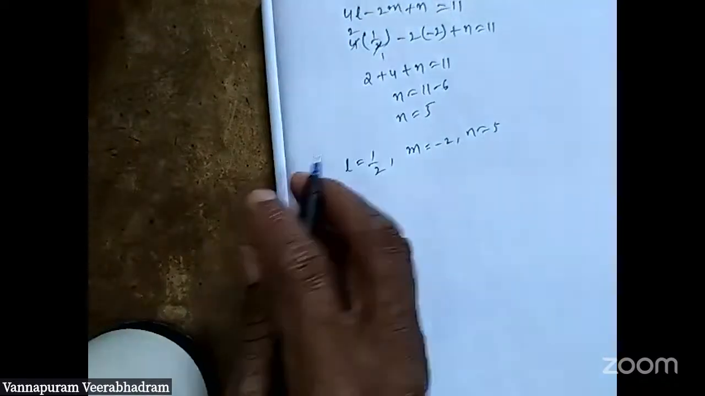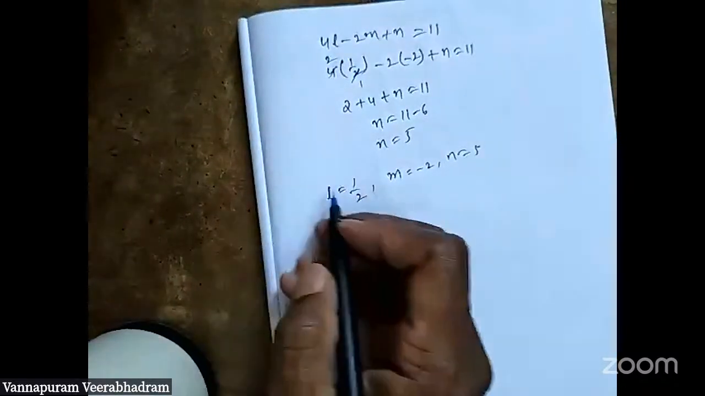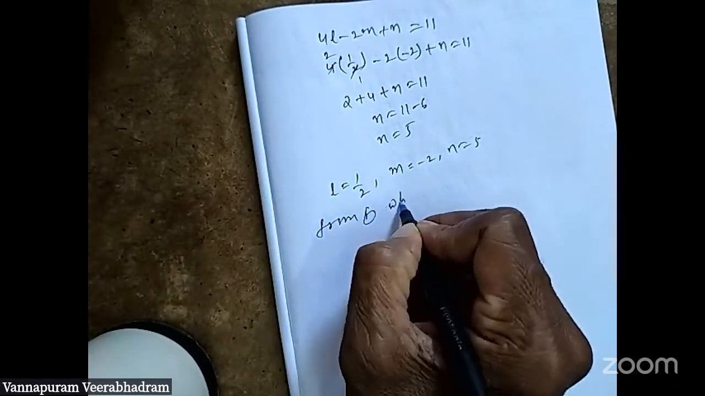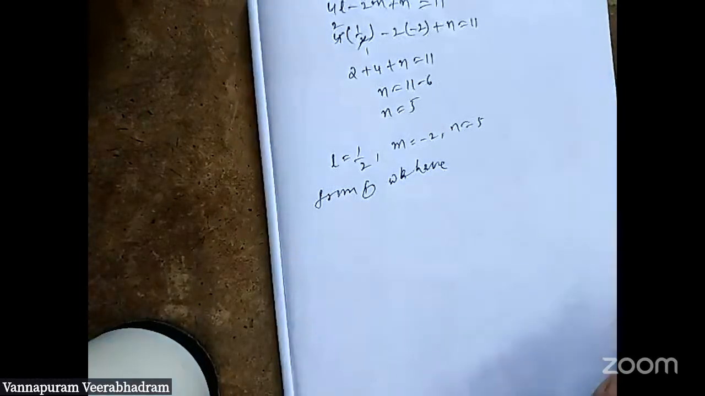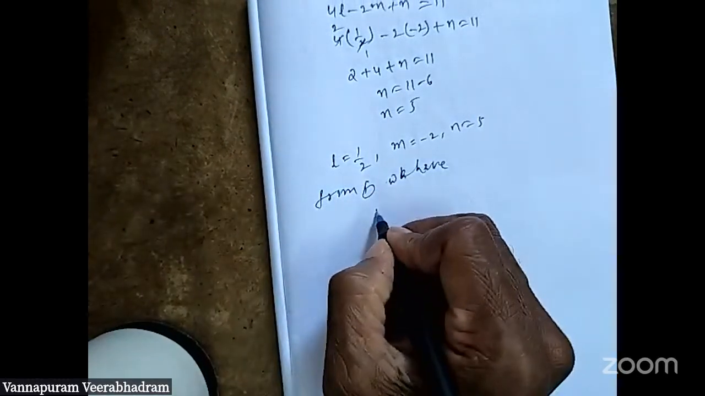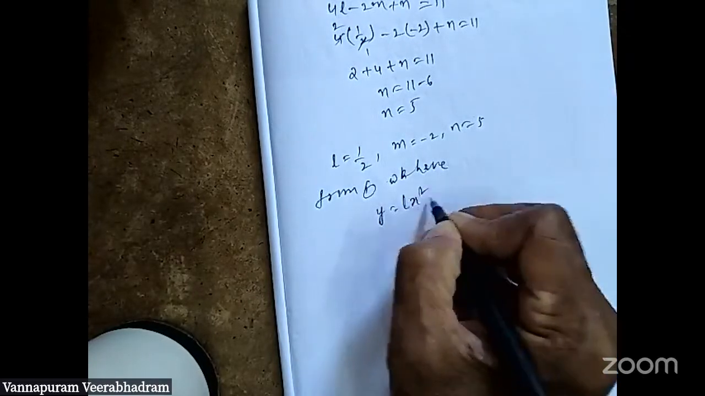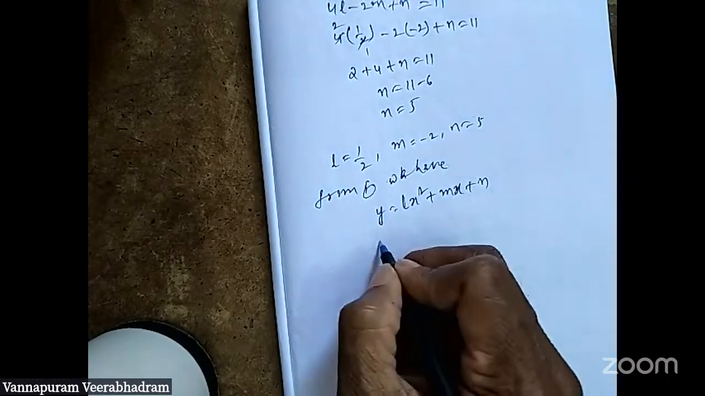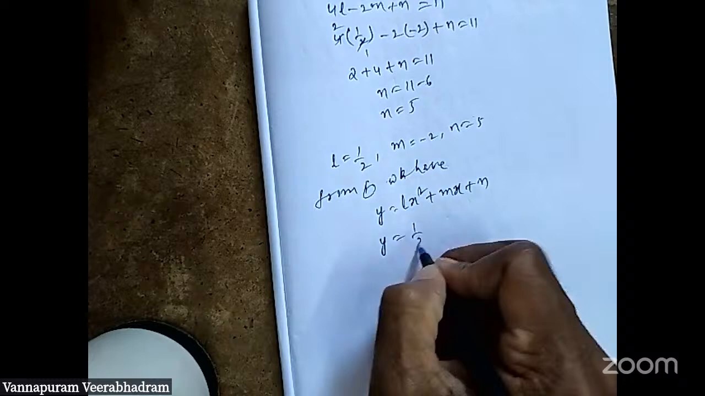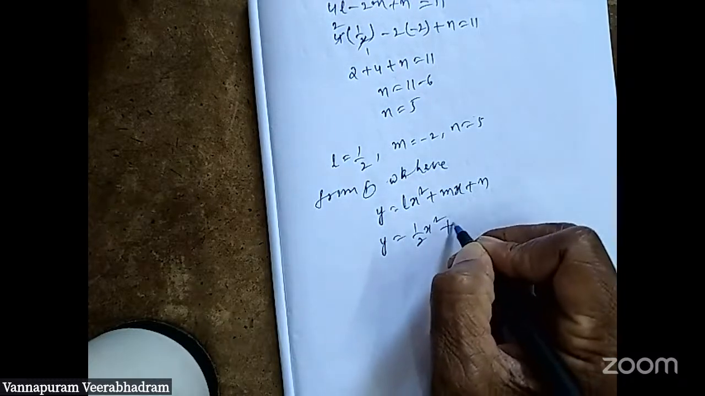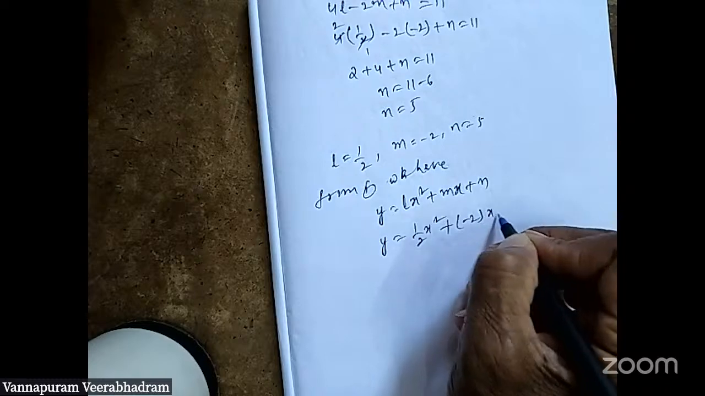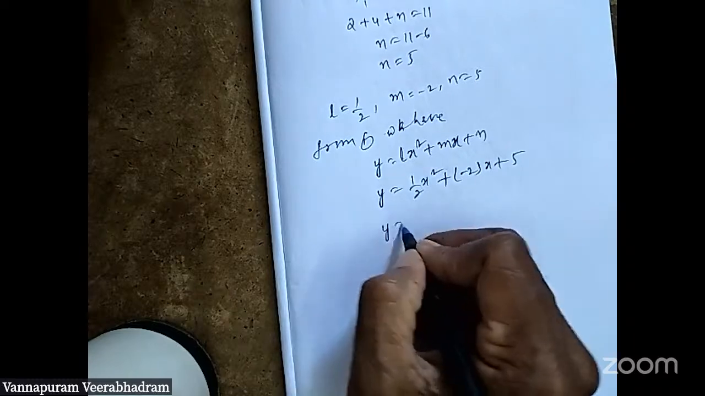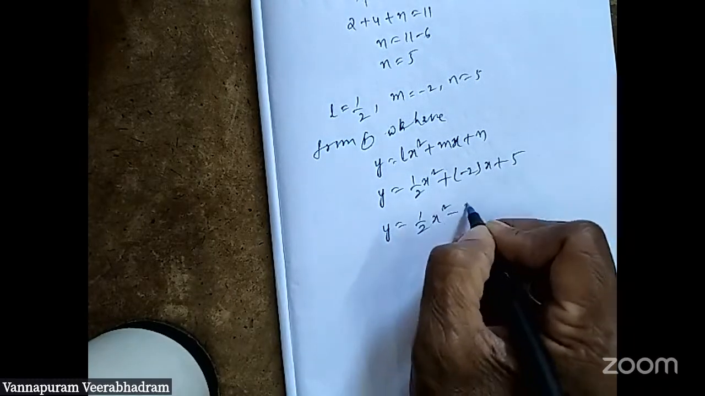So now substituting in the equation 1, we have y equal to Lx square plus mx plus n. So y equal to L value, that is 1 by 2 x square plus m value minus 2 into x plus n is 5. So that is y equal to 1 by 2 x square minus 2x plus 5.